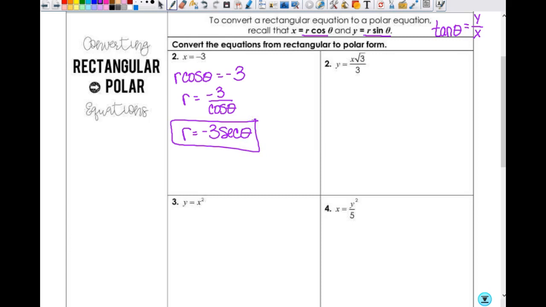And you're done. In the rectangular coordinate system, what does this graph? All lines are straight. A vertical line, and this is also a vertical line, just in the polar coordinate system. We all good with that? Okay. So let's look at the next number 2. What would be the first thing you would probably do at number 2?